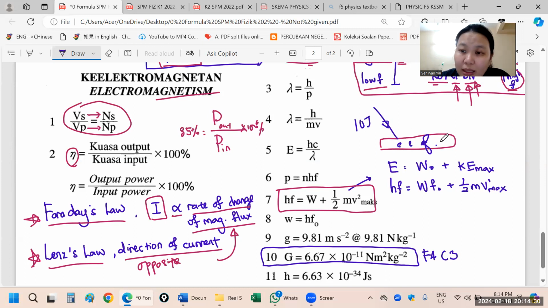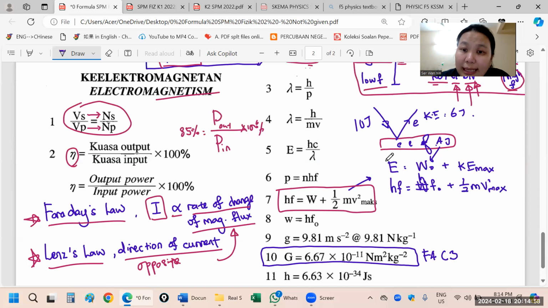Then the electron will absorb 4 joules. So what is this 4 joule? This 4 joule, wrong, this is hf. This 4 joule would be your work function. Work function means the minimum energy absorbed. Then this electron will go out with kinetic energy of 6 joules.